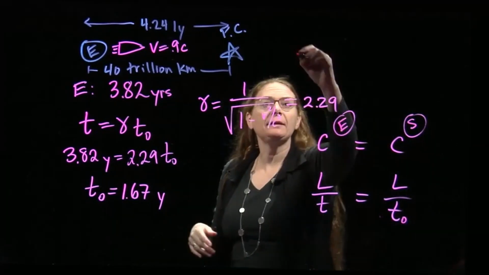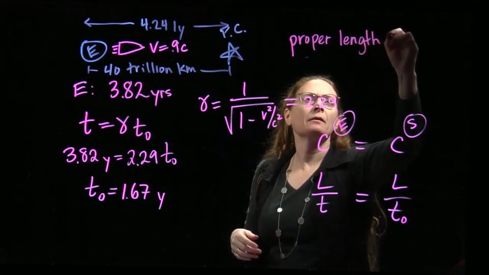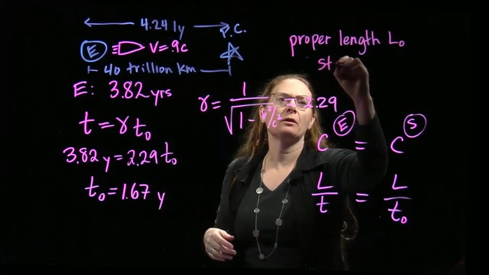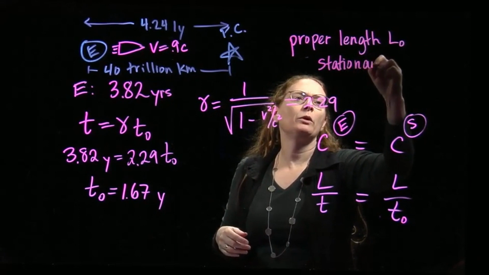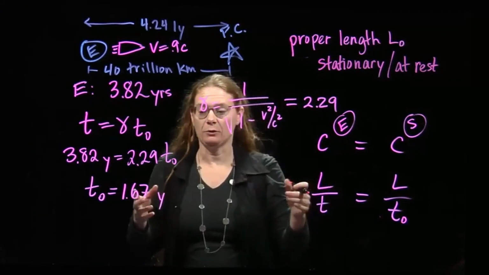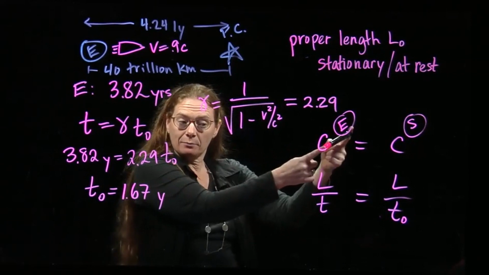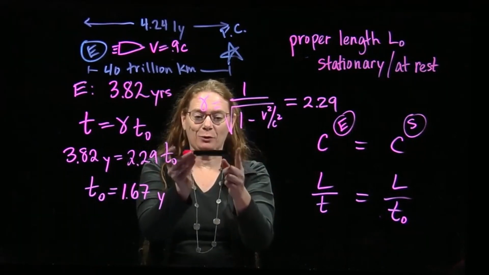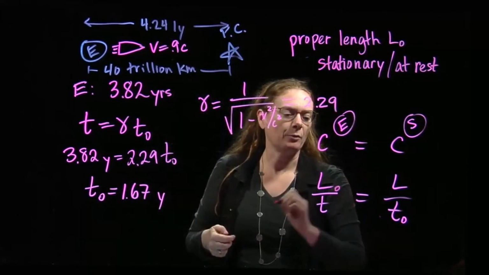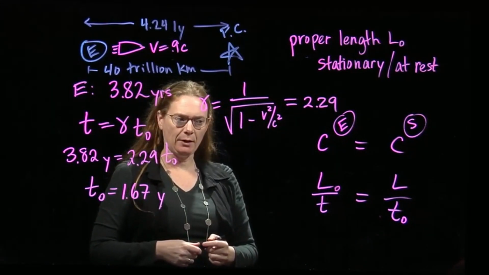Now we can talk about proper length as well. When we have a proper length, L naught, that's for the person who's in the stationary frame. So we want to be at rest to be able to measure the proper length of something. Just like when you want to measure the length of this marker, you need to be holding still and measure both sides at once. So the Earth length is our proper length.